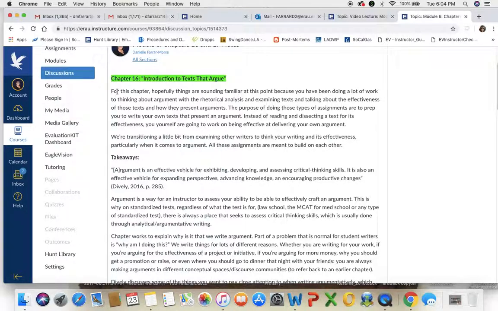And what I say here is, hopefully things are sounding familiar at this point, because what you've been doing is a lot of work to think about argument, for example, with the rhetorical analysis assignment and the summary and strong response assignment. But you've been examining a lot of text and talking about the effectiveness of those texts and how they present arguments. And so the reason you've been doing these types of assignments, like I've been saying throughout the term, is to prep you to write your own texts that present an argument. So instead of reading and dissecting a text for its own effectiveness, you yourself are going to work on being effective, in theory, at delivering your own argument.